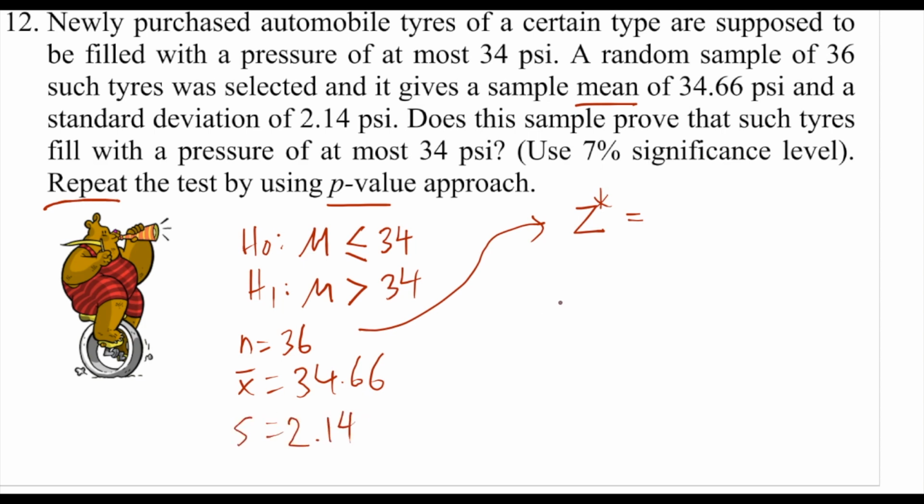And when we are using the p-value approach, you simply take the probability of z, copy down the greater than here, and straight away copy down the test statistics here.